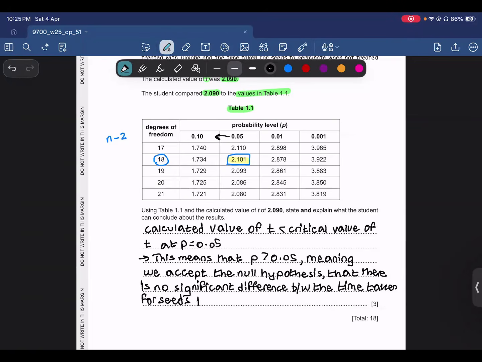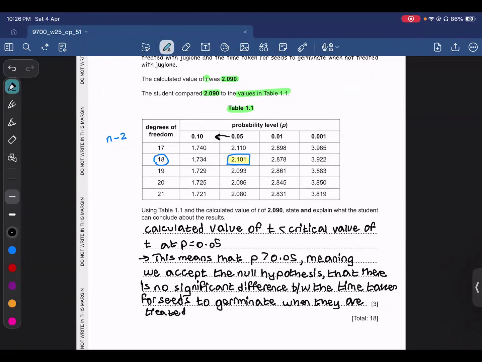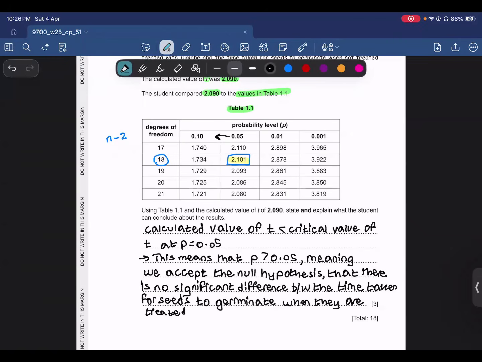So between the time taken for seeds to germinate when they are treated. I'm going below the line, but please make sure in your exam you do not go below the line क्योंकि वो scan करते हैं आंसर को and आंसर जब scan होता है तो फिर वो below the line मार्क नहीं कर पाता. When they are treated with juglone versus when they are.